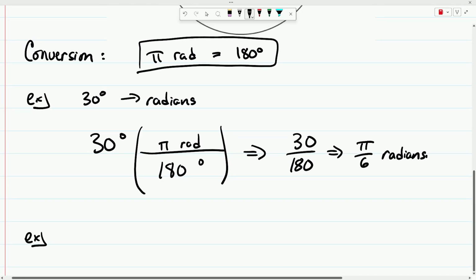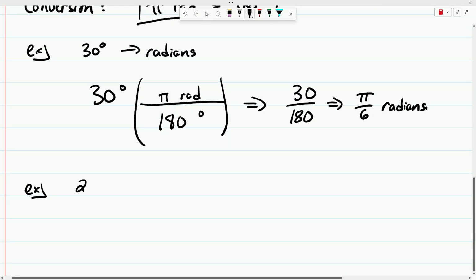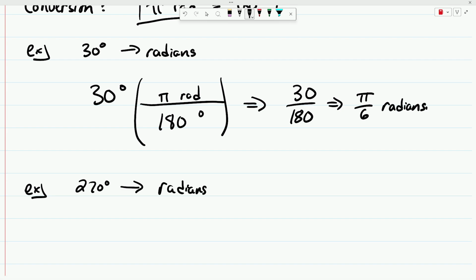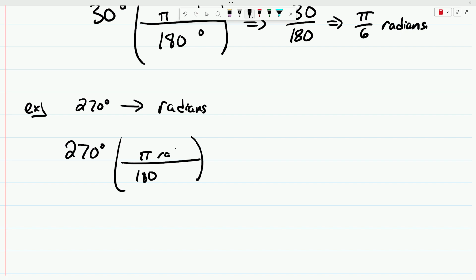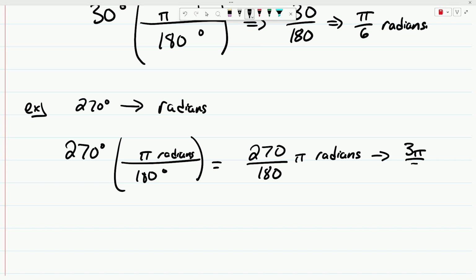Another example would be something like, let's say, 270 degrees. All right, what is that in radians? So start with what you're given, 270. We're going to multiply this by pi radians over 180 degrees. So this turns out to be 270 over 180 pi radians. And when you reduce this fraction, you should get 3 pi over 2 radians.